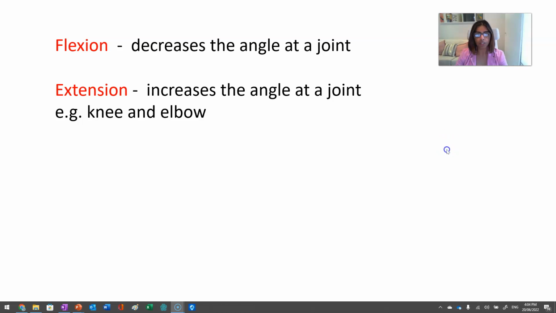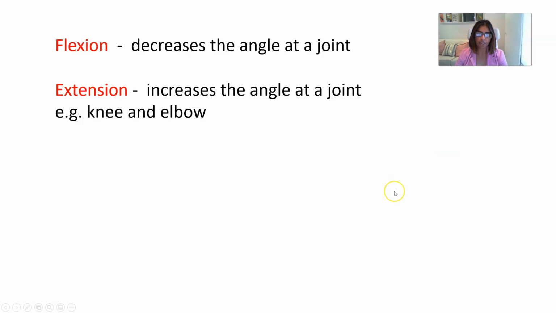The first thing we're going to be looking at is flexion and extension. What you need to know about these is the definitions first of all. So flexion is decreasing the angle at a joint, whereas extension is the opposite. It is increasing the angle at a joint. So the areas of the body where flexion and extension would occur would be at the knee and elbow joints.